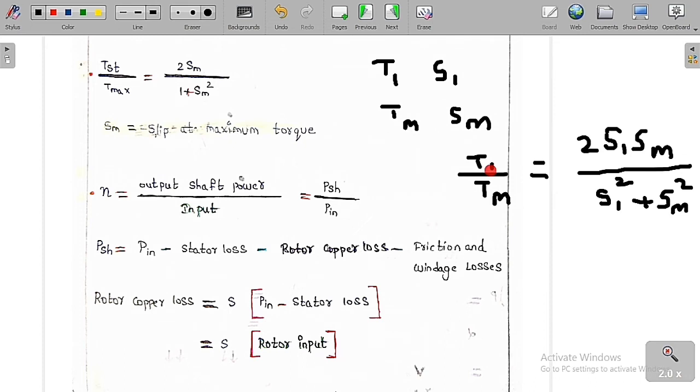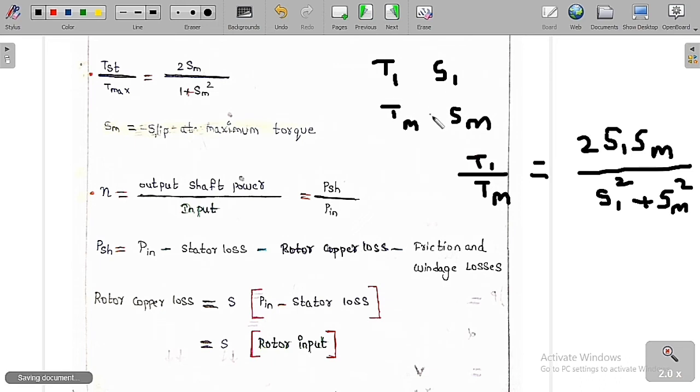So let me assume I want to find the starting torque. Let me assume T1 is the starting torque, then what is the slip? At starting, N is equal to 0, so slip is equal to 1. So you have to substitute S1 by 1 and T1 by the starting torque. Starting torque by maximum torque is equal to 2 into 1 into Sm, which is 2Sm by (1 square plus Sm square), meaning 1 plus Sm square. This is the equation you get if you replace T1 by starting torque and S1 by the starting slip equal to 1.